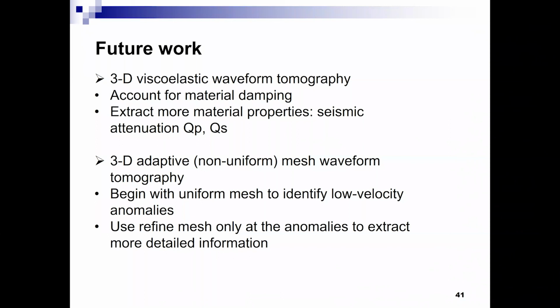Okay, good. So we are working on 3D viscoelastic waveform now. I have one student working on that. We want to account for material damping in the forward modeling, so hopefully we can extract more material properties like seismic attenuation, QP and QS. We also do adaptive mesh waveform now. We want to begin with a uniform grid to identify the anomalies, and then use refined mesh at the anomalies to see things in more detail.